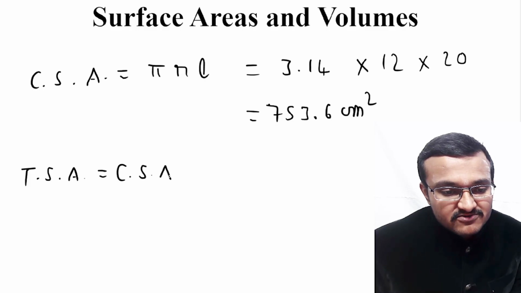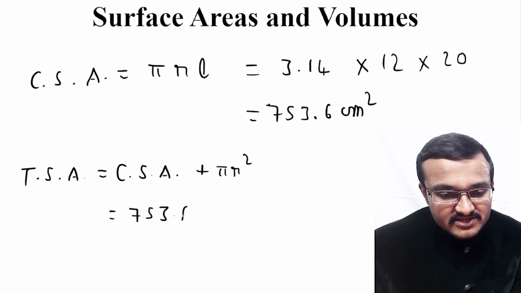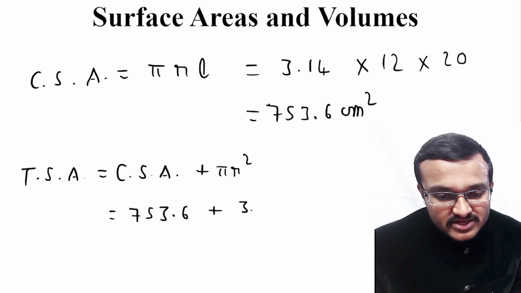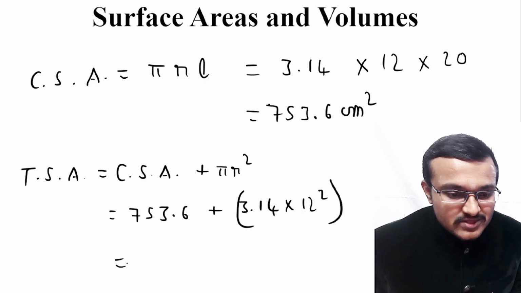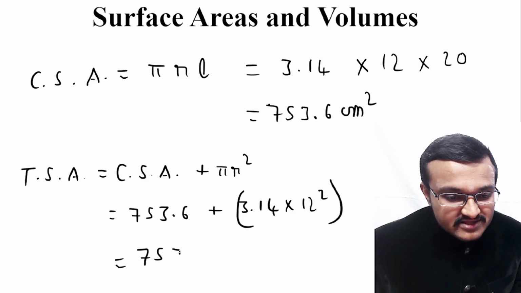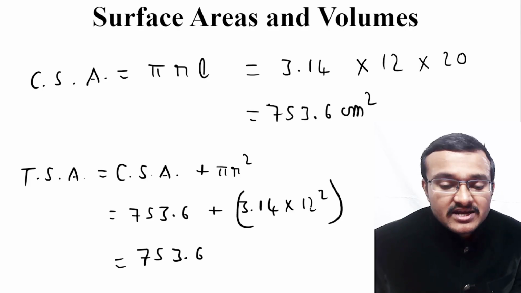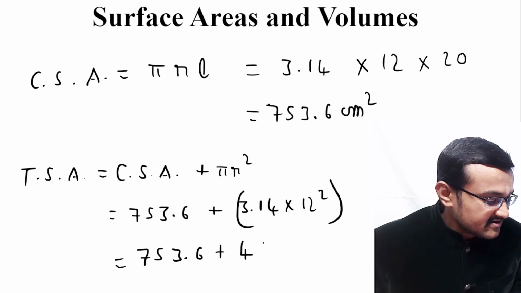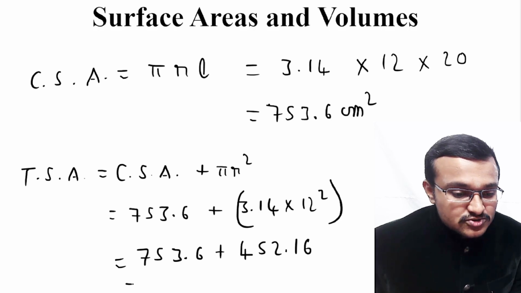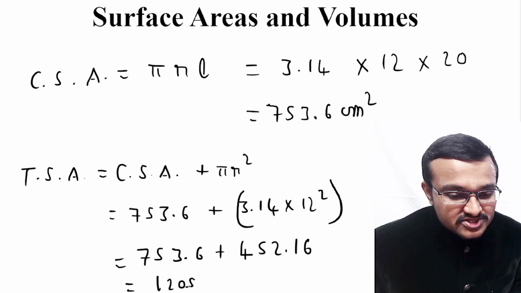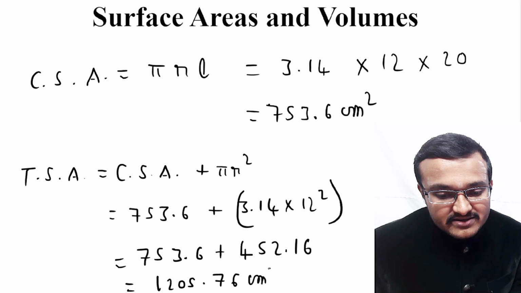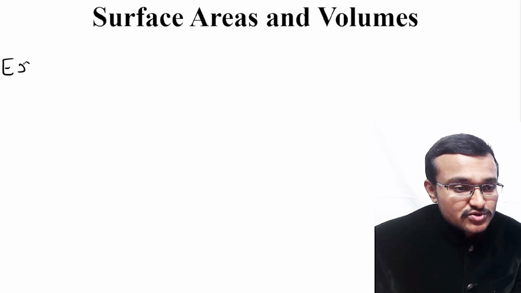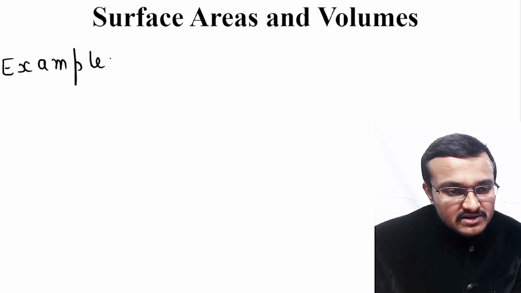Now you have to find out total surface area. So total surface area is curved surface area plus pi r square. So what is curved surface area? Curved surface area is 753.6 plus pi r square, that is 3.14 into 12 square. So r is 12, so 12 square. 12 12s are 144. So 144 into 3.14 you have to do. So when you solve this, you will get 452.16. So if you add them together, you will get 1205.76 centimeter square.